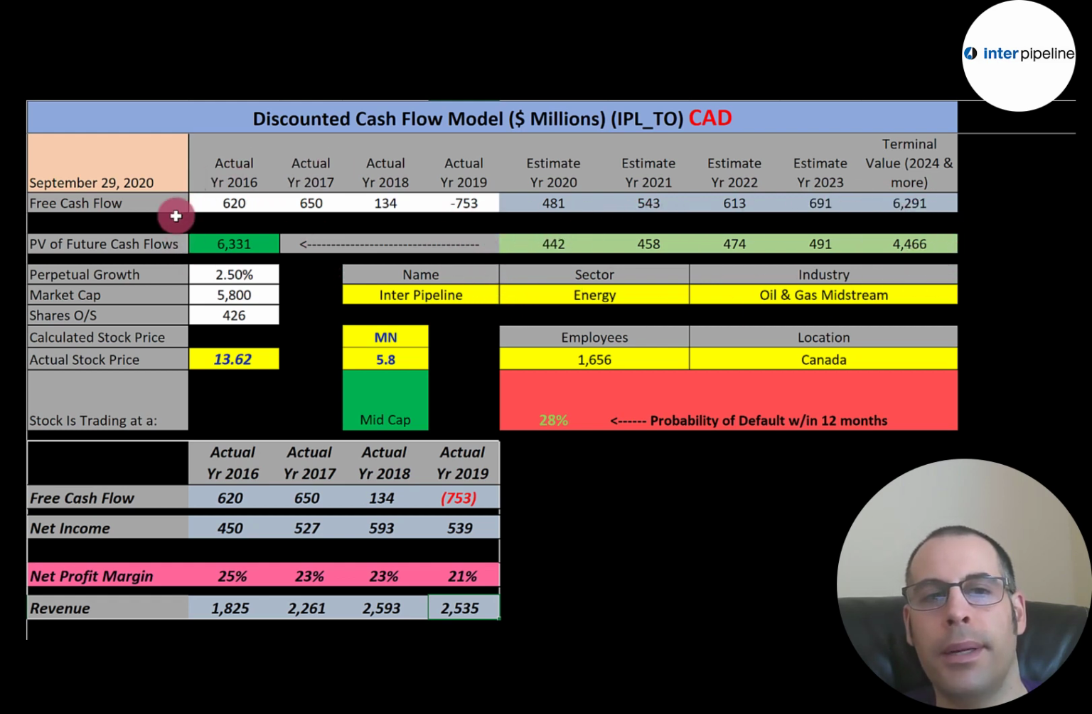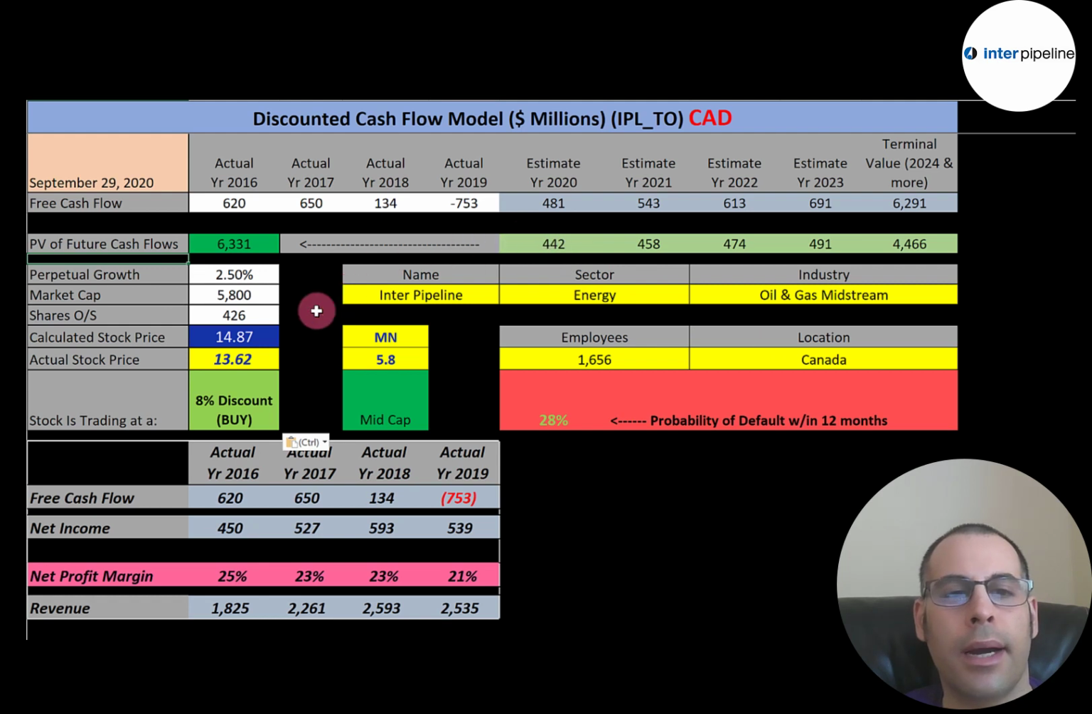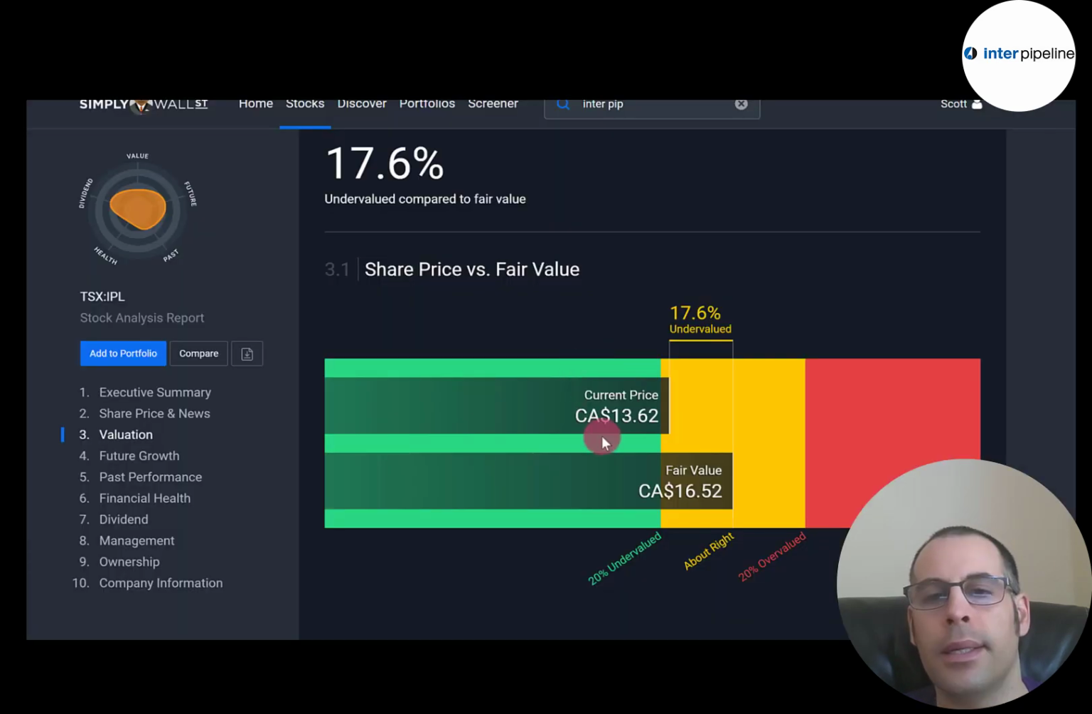We get a value of the company of $6.3 billion. We divide that by 426 million shares. And we get a calculated stock price of $14.87. They're trading at $13.62, so they're trading at an 8% discount. It's a buy according to the model. Simply Wall Street also has them undervalued at $16.52 a share.